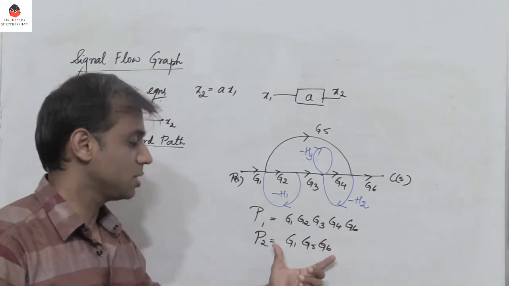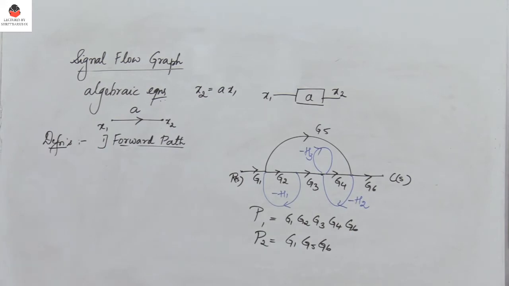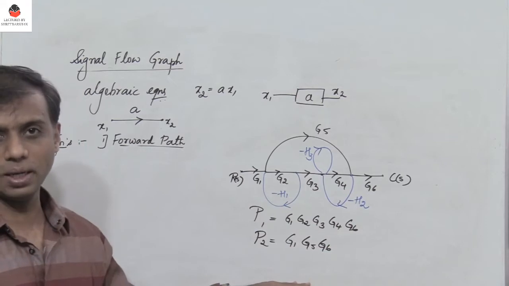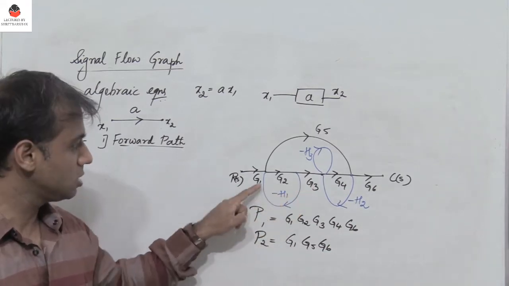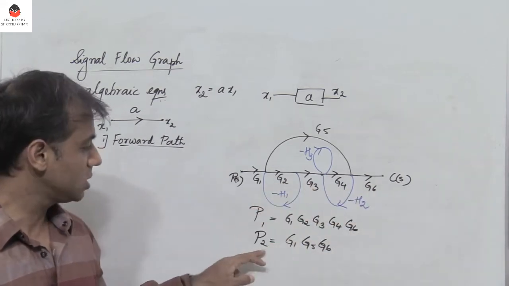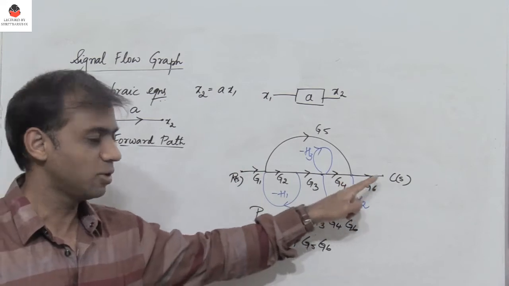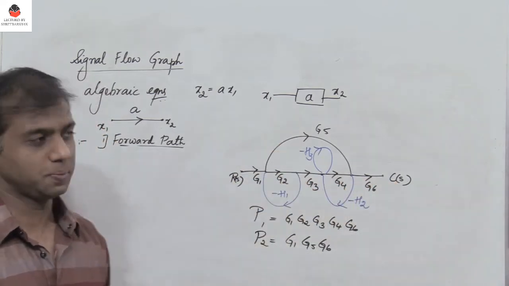And this represents the forward path gain. So how do we find the forward path gain? The product of the gains in the forward path represents the forward path gain. So I've taken the product of all the gains. P1 is G1 into G2 into G3 into G4 into G6, whereas P2 is the product of G1, G5 and G6.